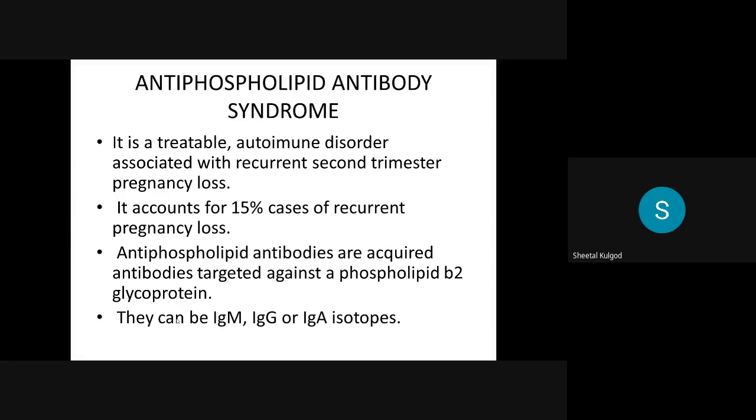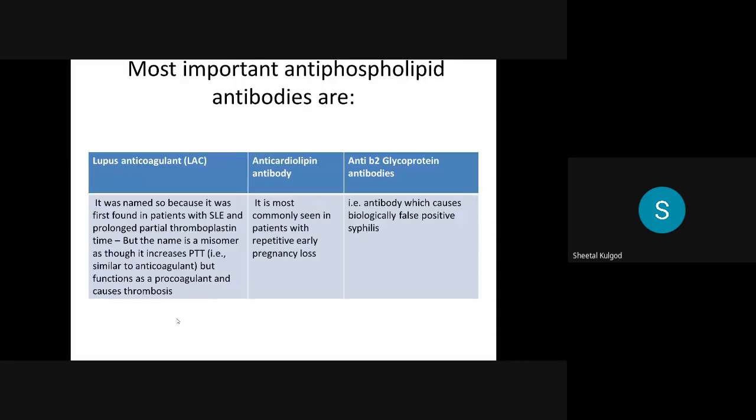Another important cause of abortion, as we discussed previously, is antiphospholipid antibody syndrome. It's an autoimmune disorder and the most common cause of recurrent abortions. We have been diagnosing this of late, especially in such patients. The tests we do, or the most common antibodies found in this particular syndrome, are against the lupus anticoagulants.